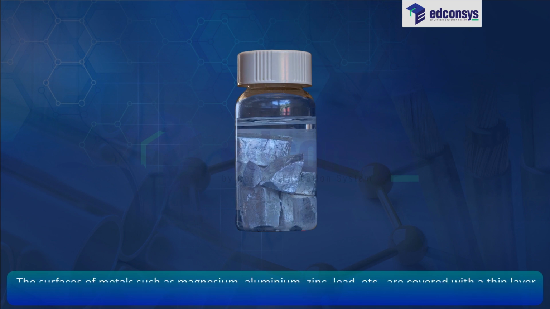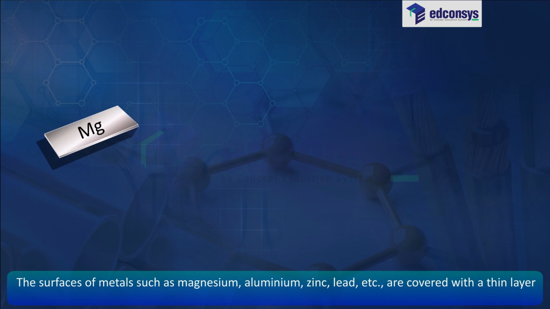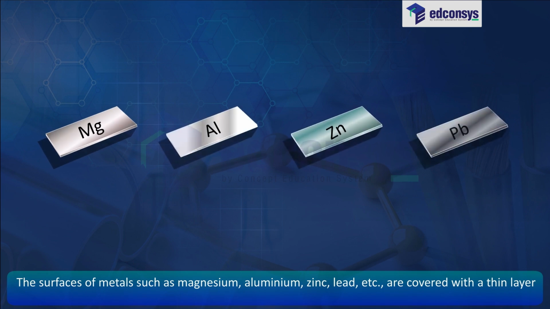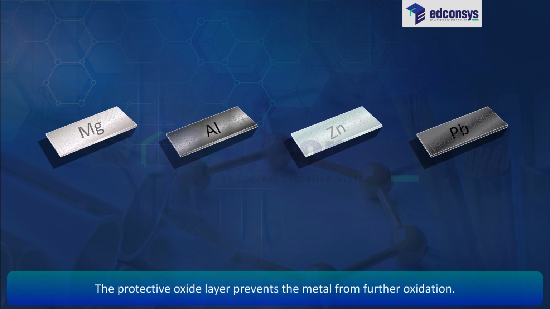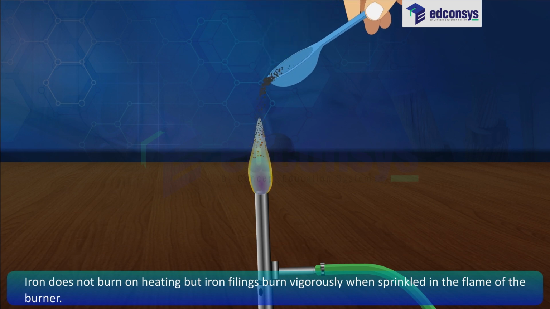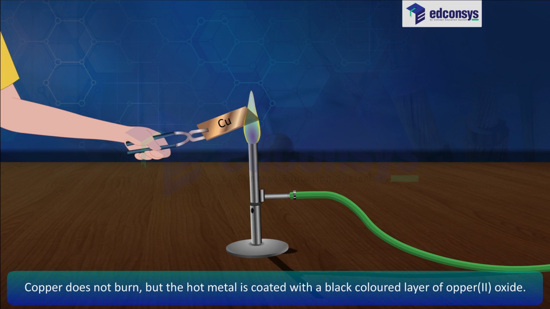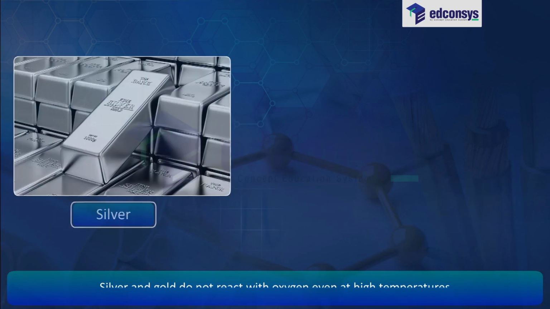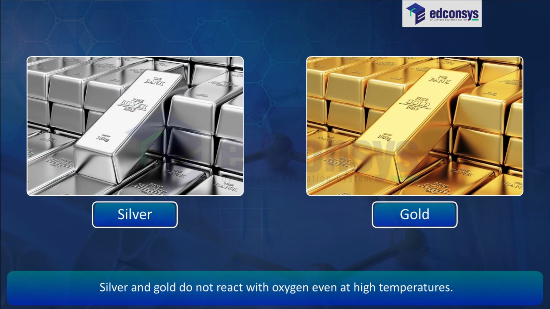At ordinary temperature, the surfaces of metals such as magnesium, aluminum, zinc, lead, etc. are covered with a thin layer of oxide. The protective oxide layer prevents the metal from further oxidation. Iron does not burn on heating, but iron filings burn vigorously when sprinkled in the flame of the burner. Copper does not burn, but the hot metal is coated with a black-colored layer of copper oxide. Silver and gold do not react with oxygen even at high temperatures.